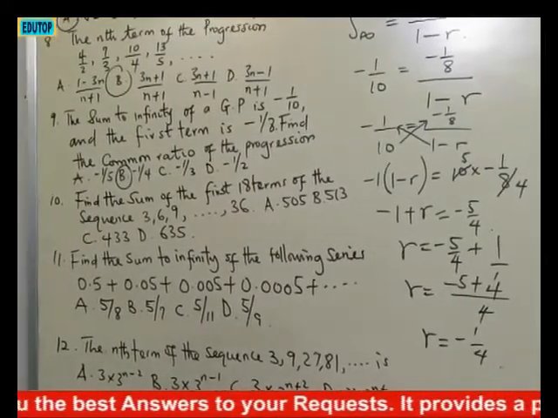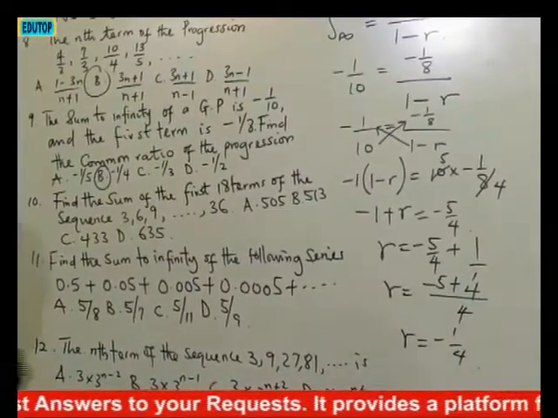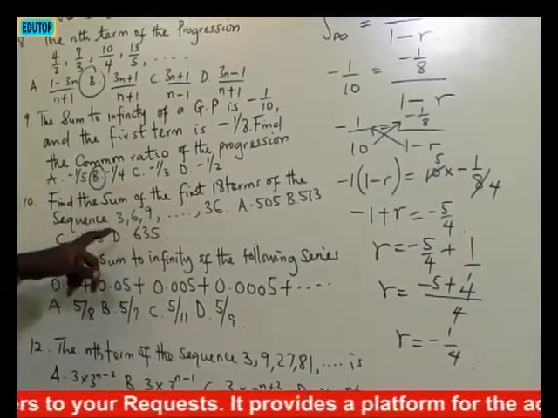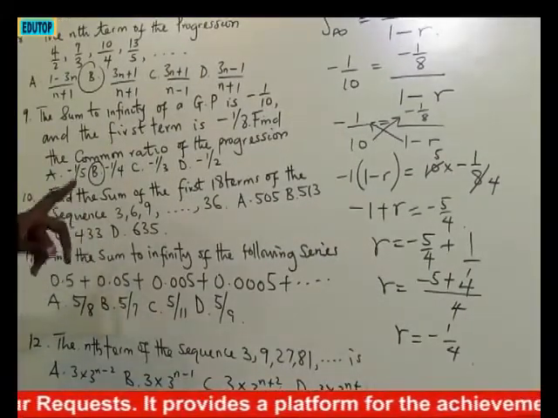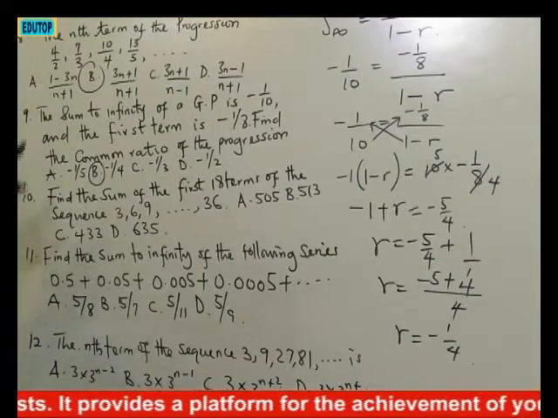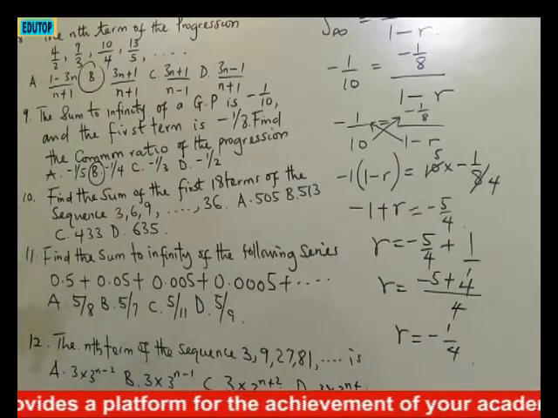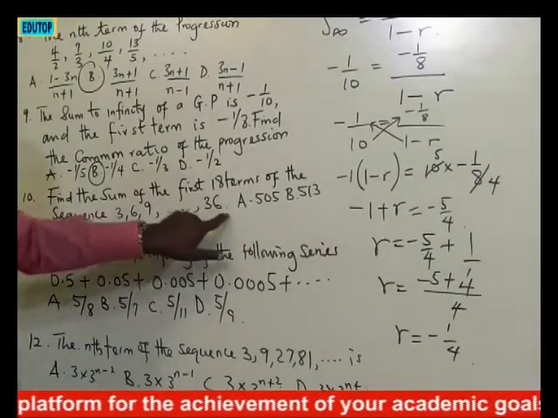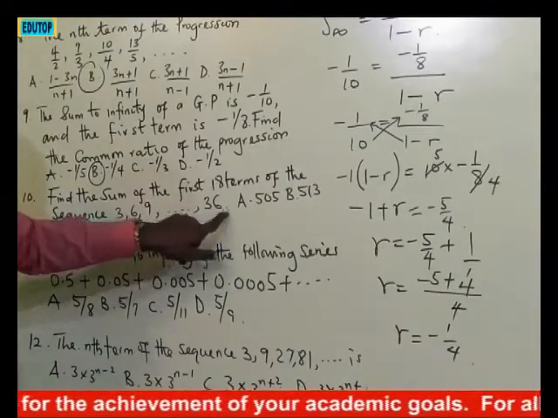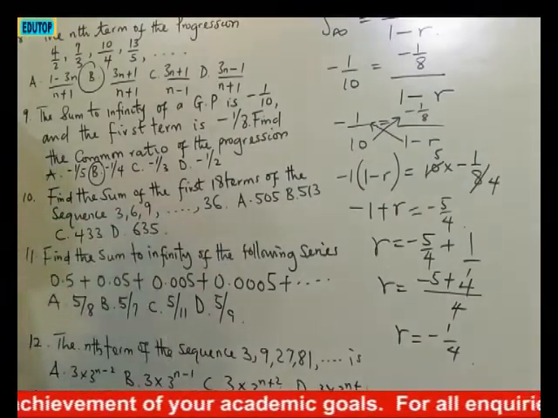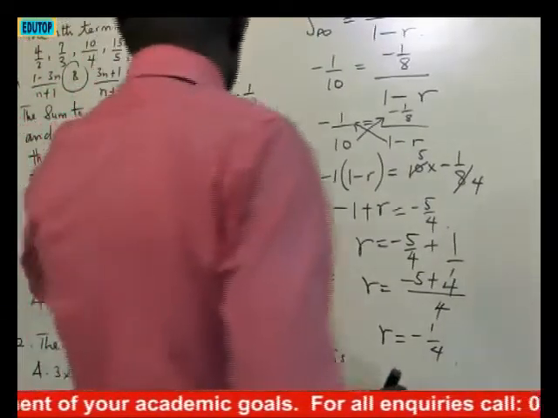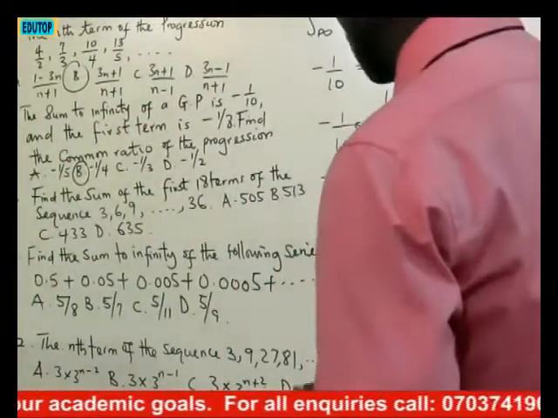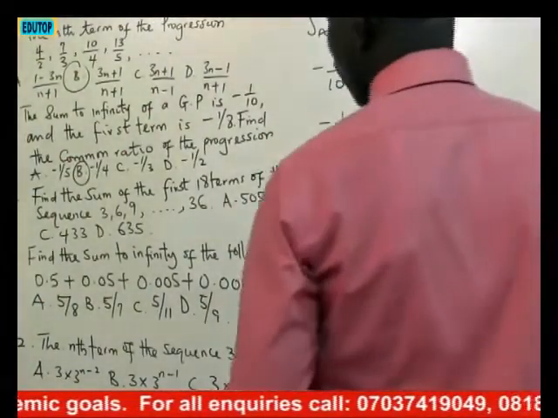So I move to the next one, which says find the sum of the first 18 terms of this sequence. Remember, look at this. This is a sequence. If you look at this sequence closely, you discover that the last term of the sequence is not given. Why? Because you have a 36 and a dot to show that this is where it continues. So in that situation, this is the trend.